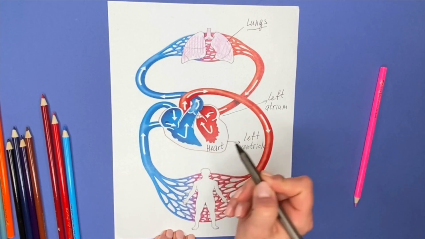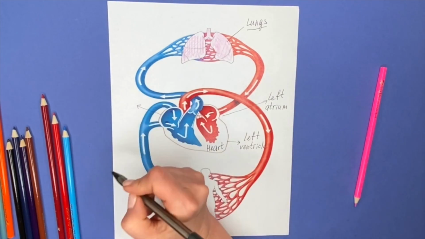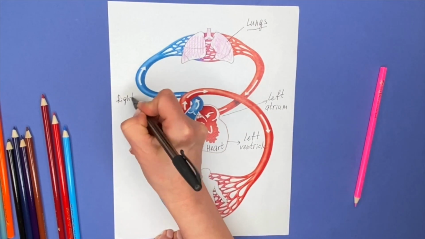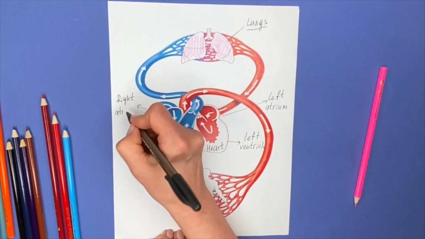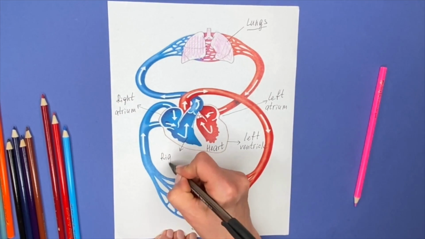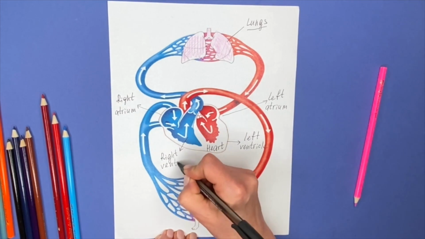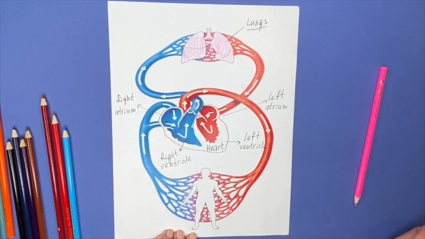The deoxygenated blood returns to your heart through the right atrium and gets pumped back into your lungs from your right ventricle. Once in the lungs, the blood collects oxygen and releases carbon dioxide, starting the process all over again.